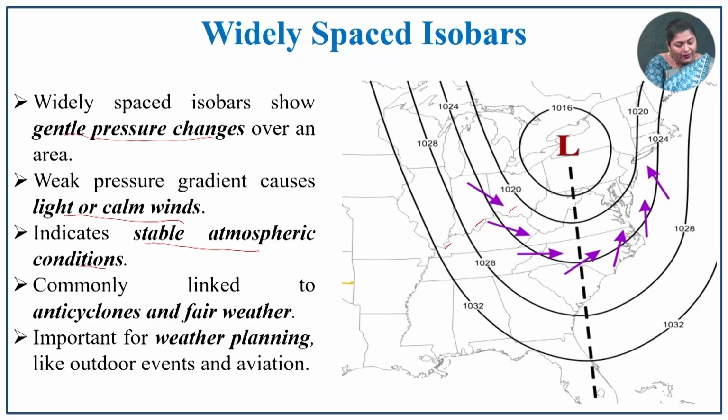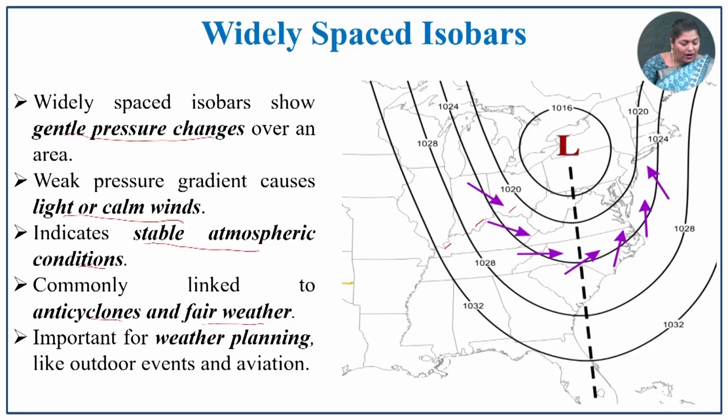It is commonly linked with anticyclone and fair weather. So, if it is going to be a calm, stable situation, it is associated with anticyclone and fair weather. It is also important for weather planning and outdoor events. If we want to plan outdoor activities or travel, what is most important? The stable situation is most important. Because of this isobar reading, we can analyze that there is a calm, stable situation, and we can plan for outdoors and travel.